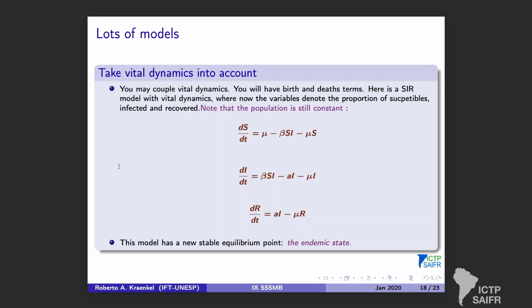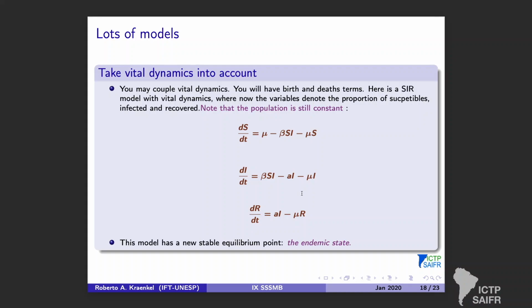You have this first equation here. So this is the infection term that we already know. This is the same thing as before. And this A times I is the same thing. This is the infected people that are going to the recovered. And now I put a mortality term, people that die, at the same rate for susceptibles, infected, and recovered. So this is not mortality due to infection. It's not virulence. It is the natural mortality in the population, which is independent of the epidemic.